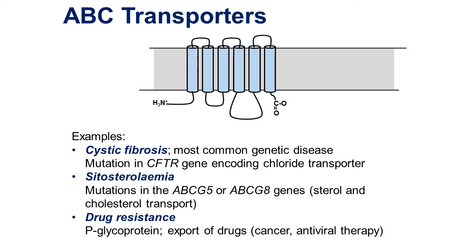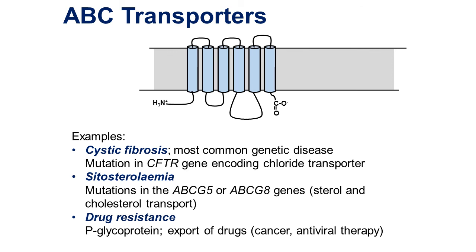So, for instance, cystic fibrosis, which is the most common genetic disease in humans, is caused by a mutation in the CFTR gene, which encodes a chloride transporter. Another example is cytosterolemia, which is caused by mutations in either the ABCG5 or the ABCG8 gene, which both contain an ABC transporter, and these are involved in sterol and cholesterol transport.